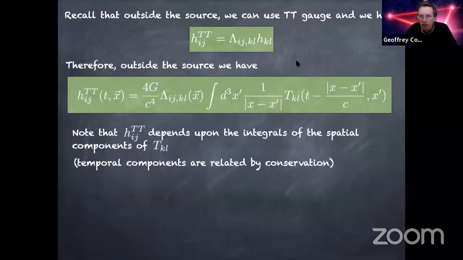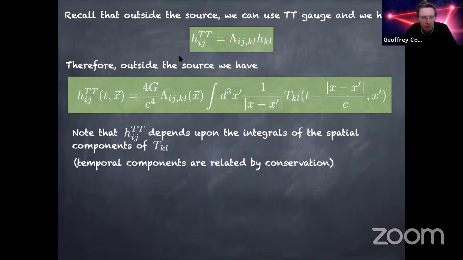Now recall that outside the source, we can use the TT gauge. And this TT gauge is given by a projector acting on the harmonic h. We worked out the properties of this projector last time. So if we are outside the source, the TT gauge perturbation, which is the one that contains the gravitational wave radiation, is given explicitly by this formula. We use a projector and we apply it on the solution of the linear equation.